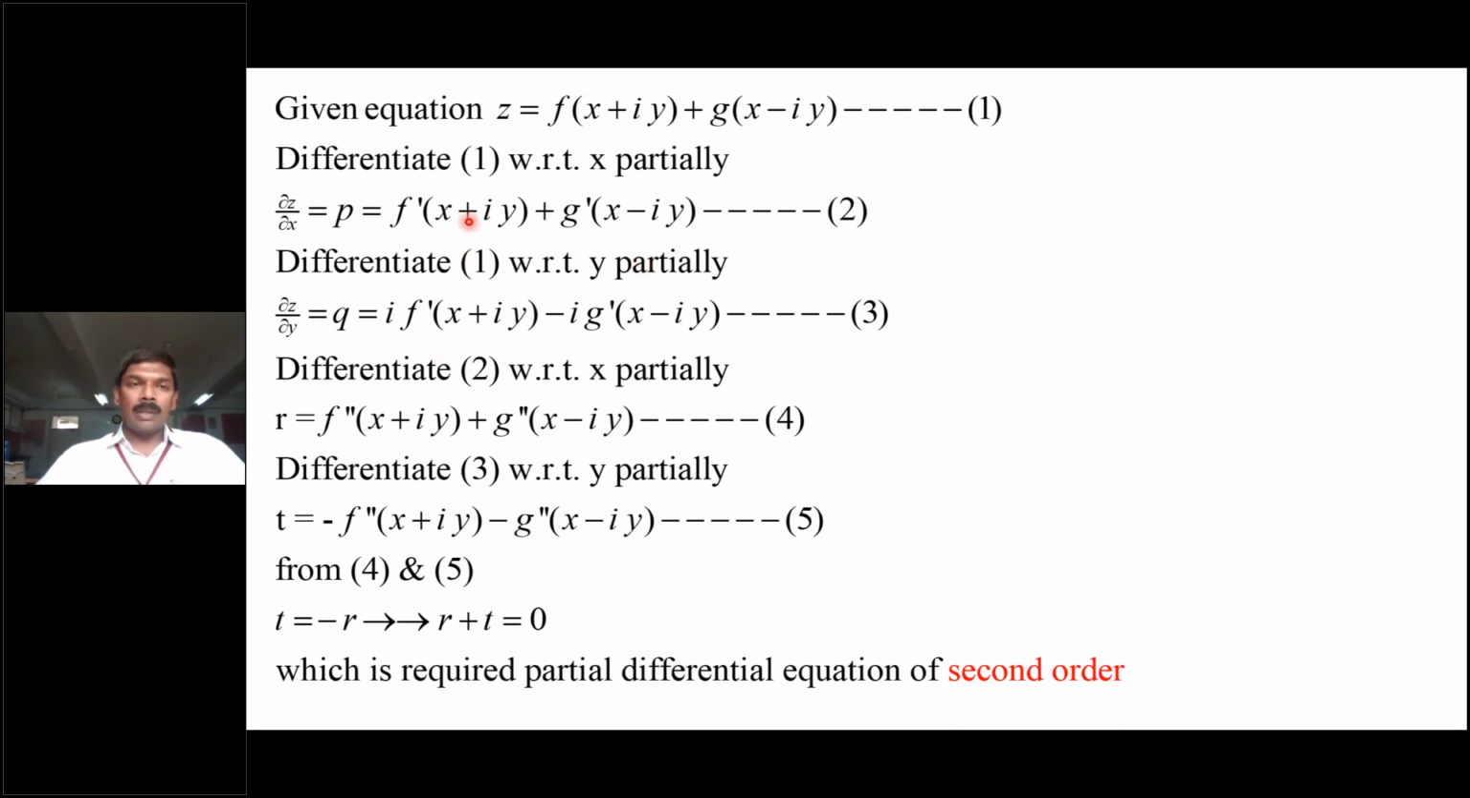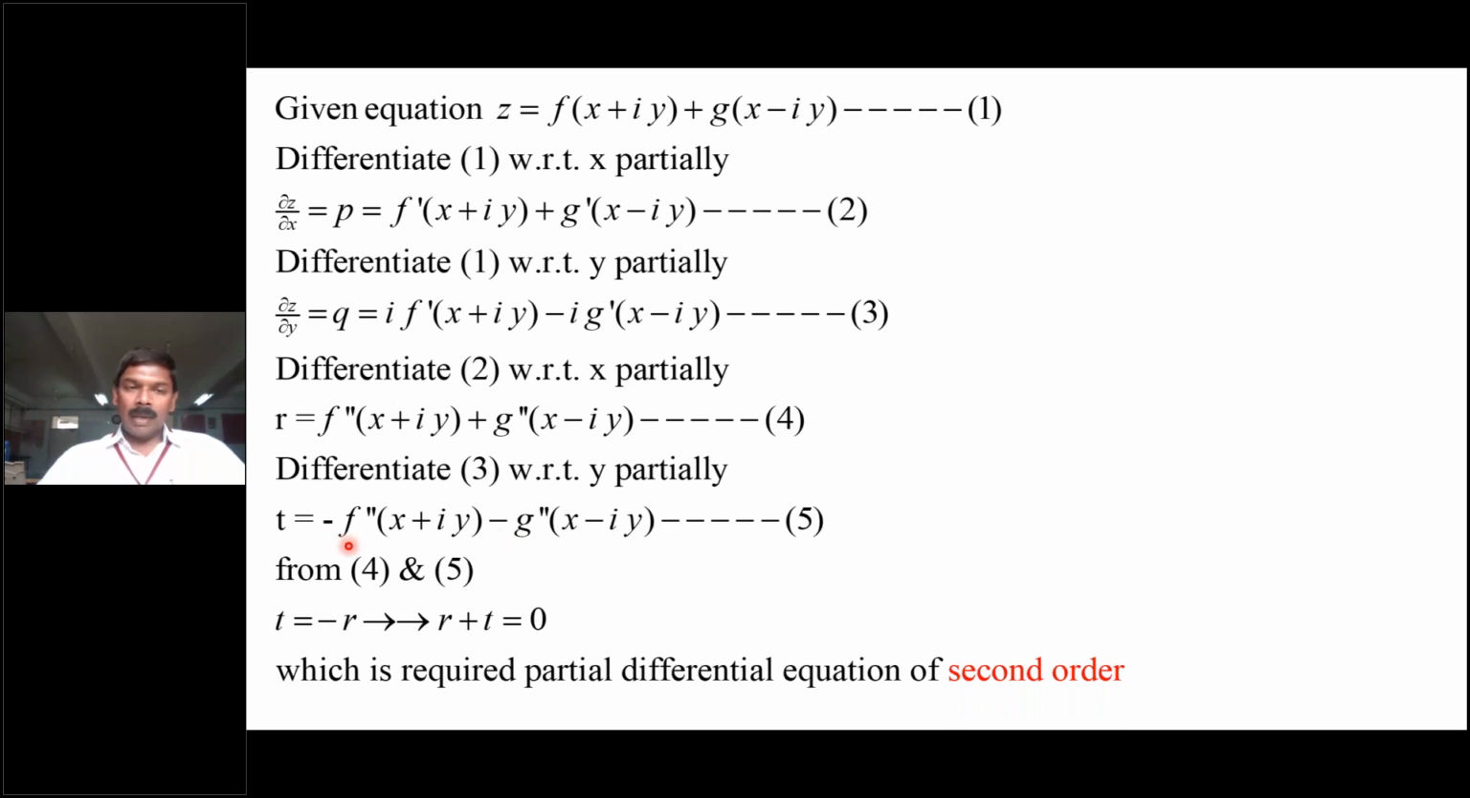So I take the second equation and differentiate it with respect to x partially. When you differentiate dou z by dou x, you get dou square z by dou x square, which is indicated with r. For f dash, the derivative becomes f double dash. For g dash, the derivative becomes g double dash. And again, I take the third equation and differentiate partially with y now. When I differentiate dou z by dou y with y, I get dou square z by dou y square, which is indicated with t. So after differentiation with y, we get equation number 5.